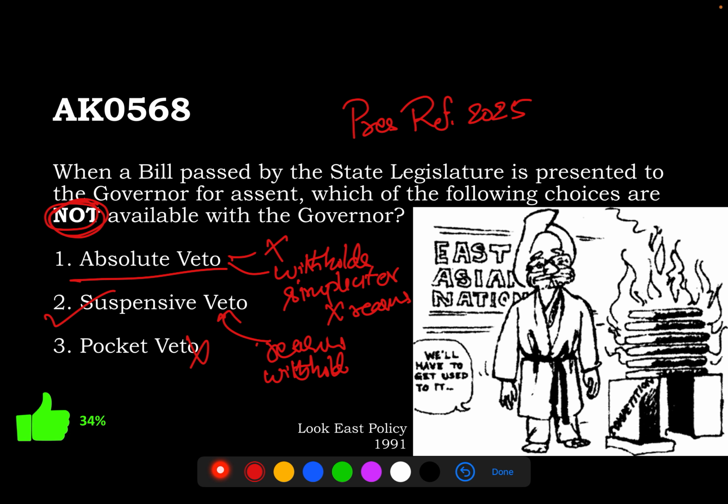If there is any unexplained delay, courts can issue a limited mandamus also to the governor to take action on the pending bill, right? So second only is available, first and third are not available. And let's summarize this to be very clear. The governor can withhold assent, but they cannot withhold assent simpliciter, so absolute veto is not there. They can withhold assent only by giving reasons, or they can just return the bill also. Both things ultimately will be like suspensive veto. It will go back to the Legislative Assembly, and the governor has no pocket veto.